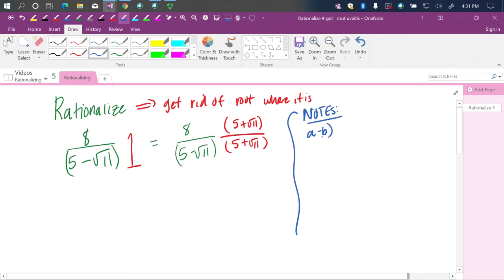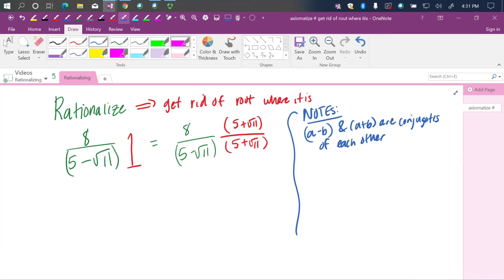a minus b and a plus b are called conjugates of each other. And notice when I multiply the numerator and denominator by the same thing, I am multiplying by number 1, so that's why I call it fancy number 1. But when I'm going to do this expansion in the denominator, the first term is the same, it's a 5. The back term changes signs. So I have a minus b, that's this first one, times a plus b.